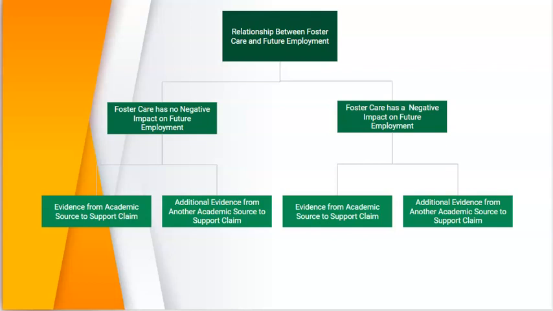On the other side of our graphic organizer here, we'll see foster care has a negative impact on future employment. Once again, I'm going to follow that pattern. I want evidence from an academic source to support the claim that it has a negative impact, and at least one other source or additional evidence from another academic source to support that claim. If I follow that pattern for at least two perspectives present in my topic, I can guarantee that I'm going to earn the high score on this row of the rubric.